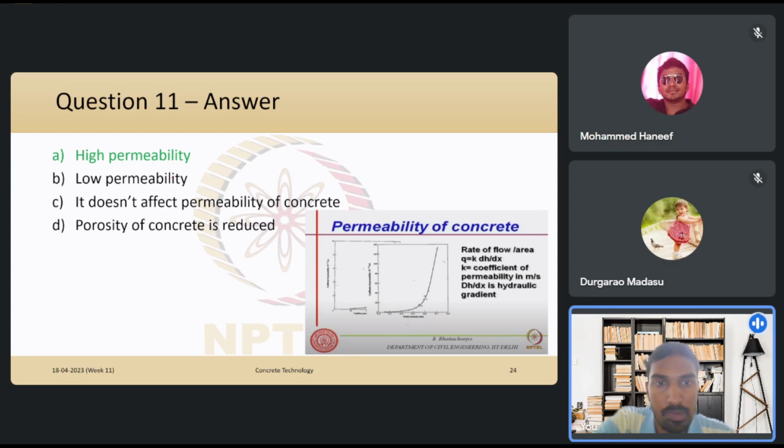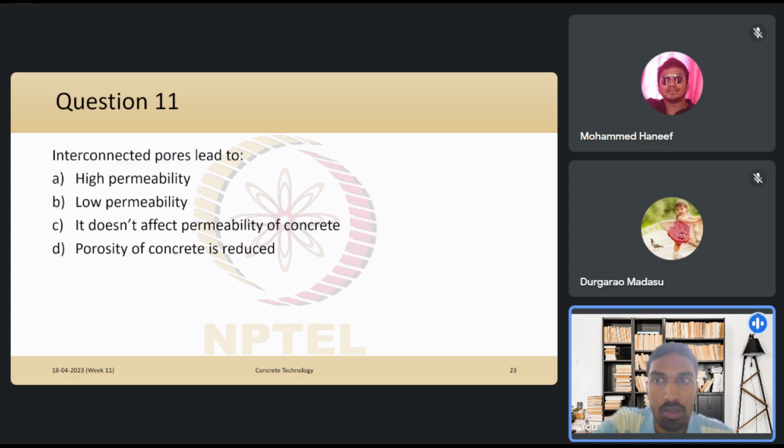It is high permeability. Right, so here we are talking about interconnected pores, right? So I already mentioned that permeability and the porosity are related, right? Also it's not just the volume of the pores, but also how well connected they are. So when you have well connected pores, what happens here? There will be more flow, right? So it will be easier for flow to occur, right? Therefore, the permeability of the system will be higher, right? Because of these interconnected pores.